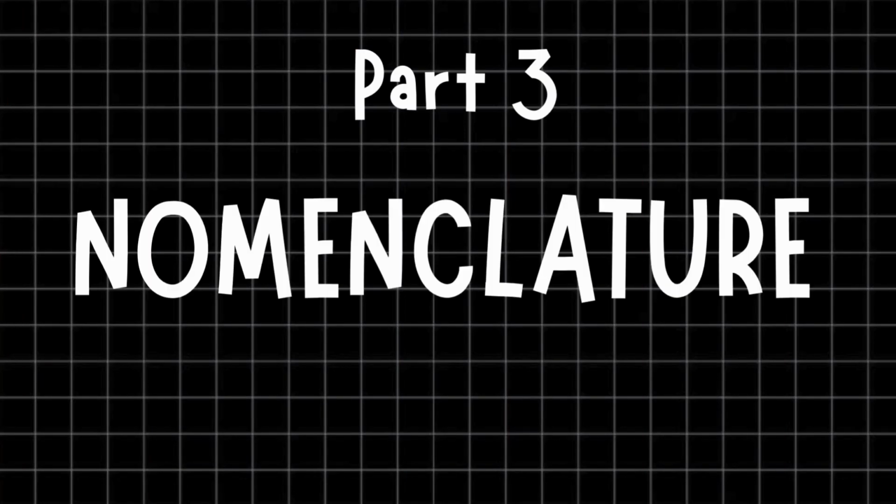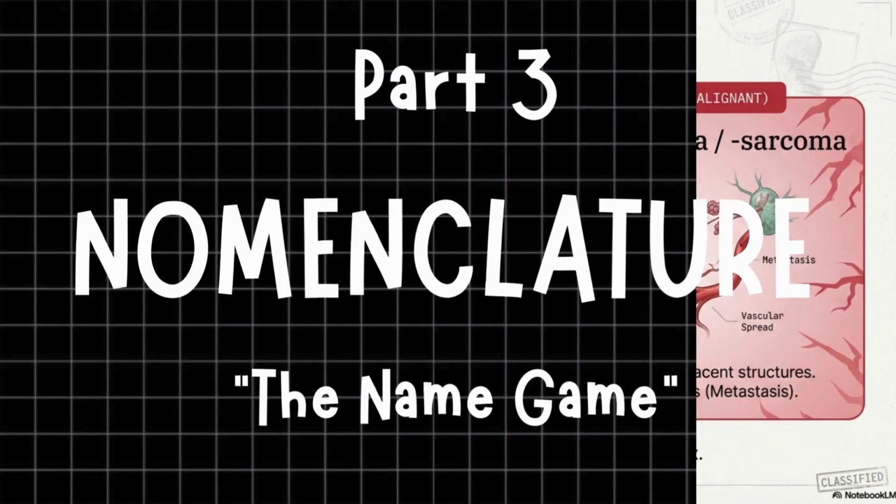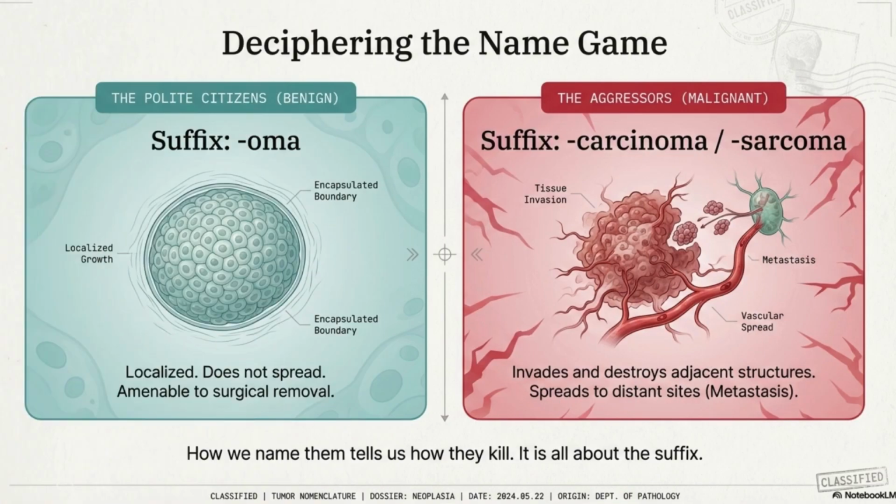Part 3. Nomenclature, the name game. How do we name these growths? It's all about the suffix. Let's first take benign tumors, the polite ones. They usually end in oma.